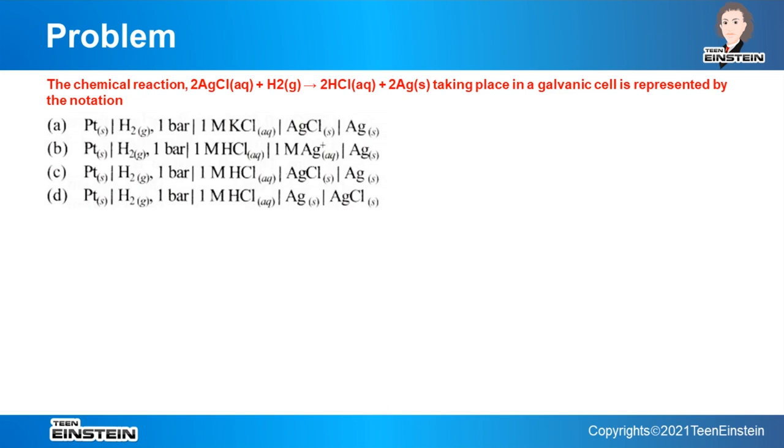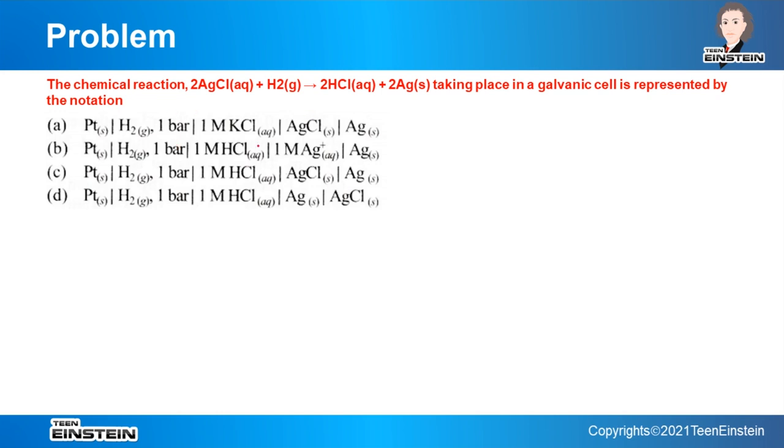Here we have a problem. The chemical reaction is 2AgCl aqueous plus H2 gaseous, and in the right hand side we have HCl and silver solid. Now the reaction is given and we have to identify which cell representation, as given here in 4 options, is actually correct. So it is the reverse case. In the previous case the cell representation was given and you had to write the half reactions and overall reaction, but now the overall reaction is given, we have to write the cell representation which is correct.